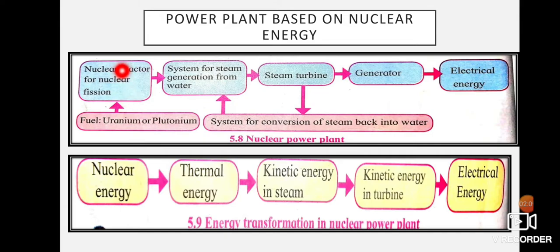So in the nuclear reactor, the fuel, in the first part we saw how coal was used as a fuel. Here in the nuclear reactor, we use either uranium or plutonium. For the nuclear reaction to take place over here, and the reaction continues. Then when the steam falls on the turbine and the turbine rotates, the steam gets converted back into water and the process continues. So this is how the nuclear power plant works.